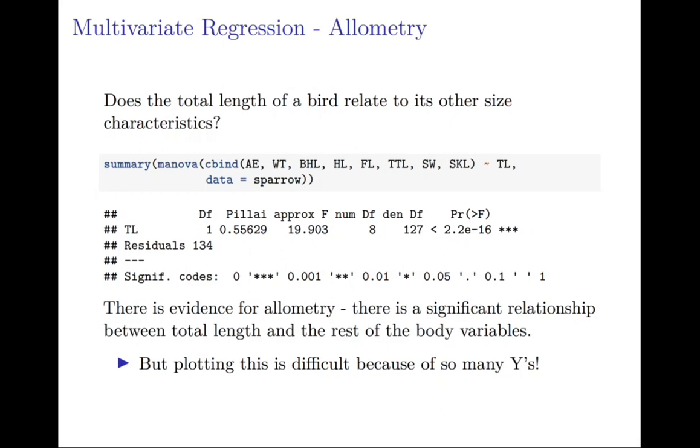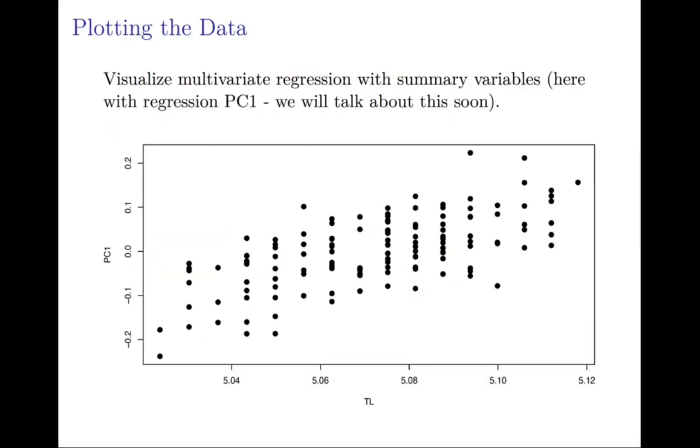But as I mentioned, plotting this is going to be very difficult because there are so many y's. And so one way you could plot this relationship is to visualize this multivariate regression with summary variables. And here we're going to use the PC1, principal components 1 axis. I don't want you to worry about this too much. We're going to talk about it. The code is under the hood here in this slide, but we're going to talk about this in ordination.